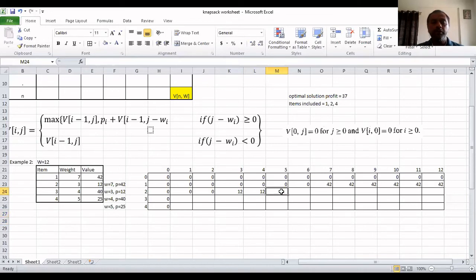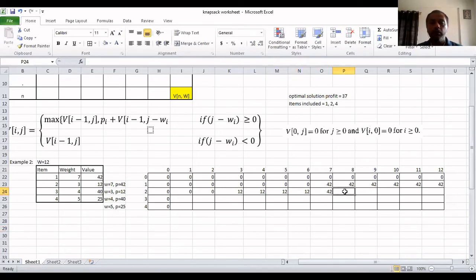Likewise, when the capacity is 5, we have 2, 5. How much did you get? 12. That's correct. How about the next one? 12. That's correct, because till then there is no contention from item 1. When capacity is 7, 42. Correct, because the previous profit is 42, and even if you include this item, it becomes 12. So 42 and 12. The best option is to retain the previous item.